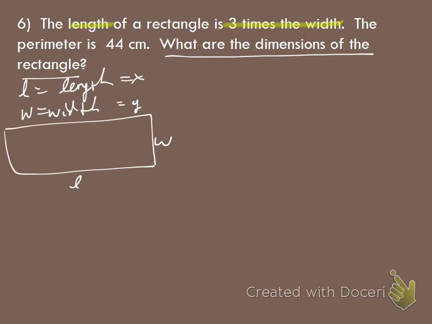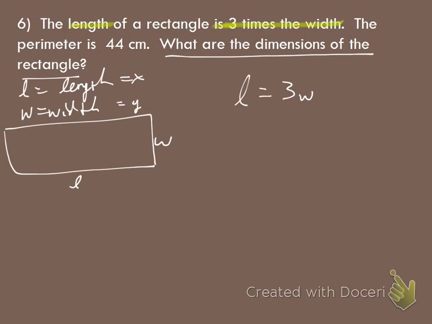The first one says that the length is 3 times the width. And you can do this like going from a verbal phrase to an expression or an equation, right? The length, which we've defined as L, or X, means equals 3 times the width. So take the width and multiply it by 3. And that's your first equation.